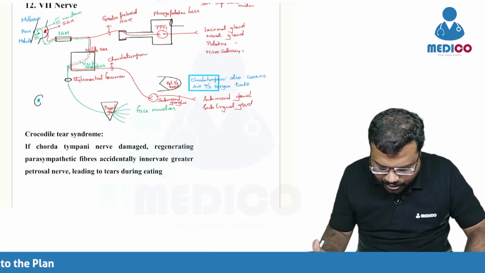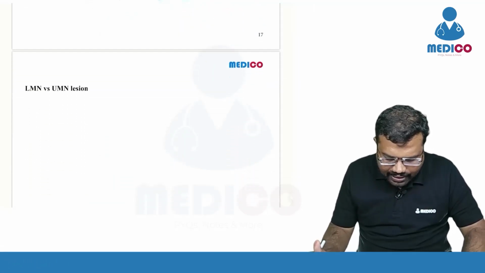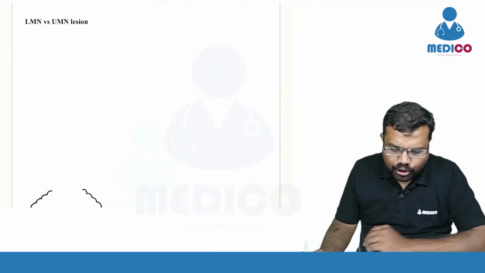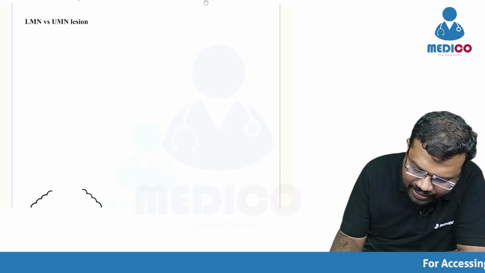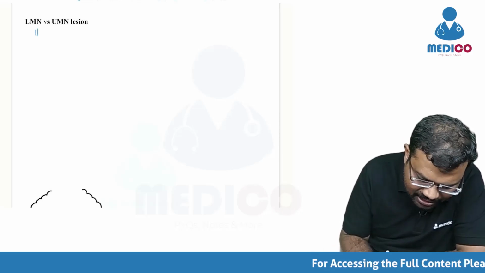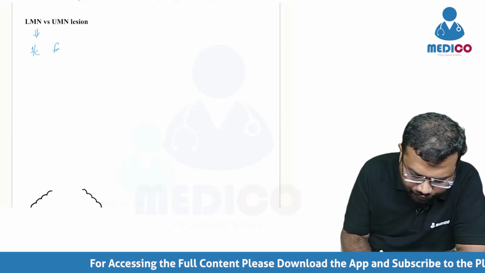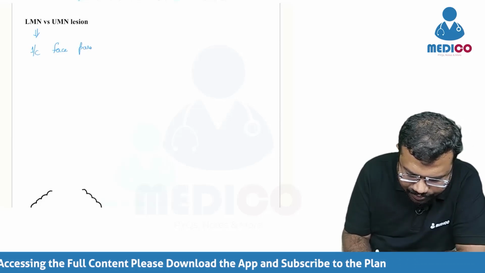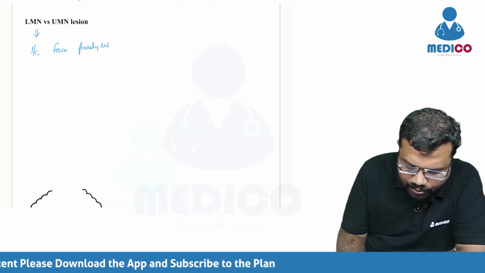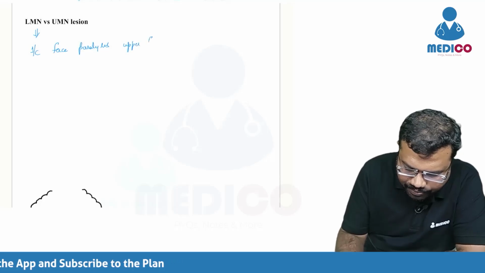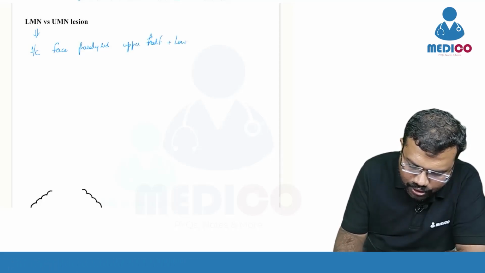Crocodile tear syndrome. And there are certain LMN lesions and UMN lesions. What is the difference between LMN and UMN lesions? In case of lower motor neuron injury, ipsilateral face paralysis will be present, in both the upper half of the face and the lower half of the face.